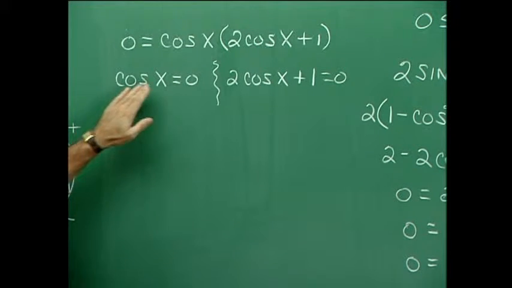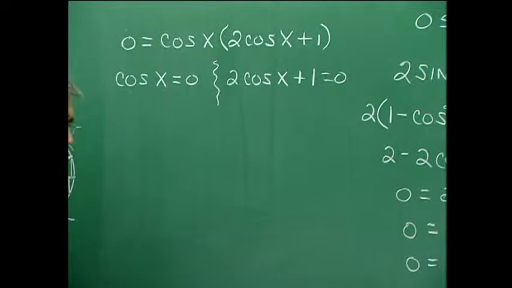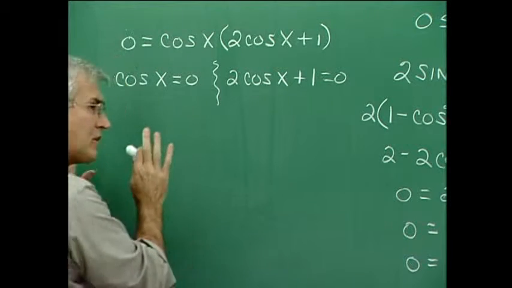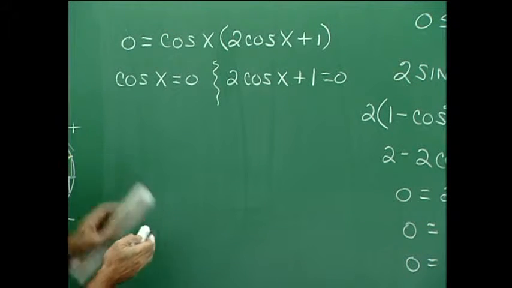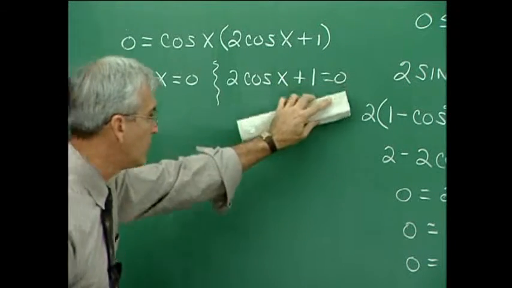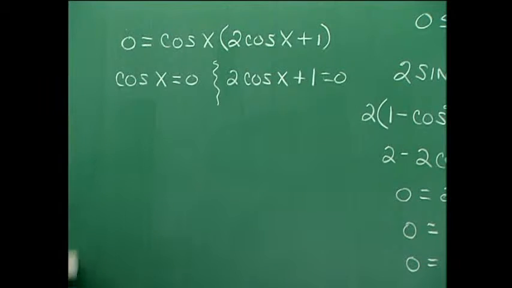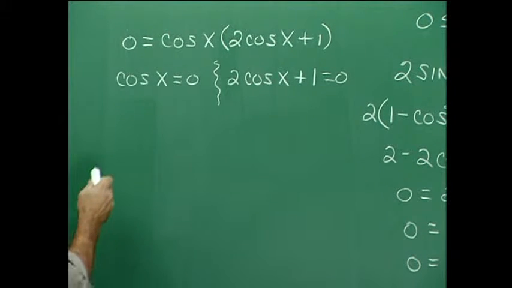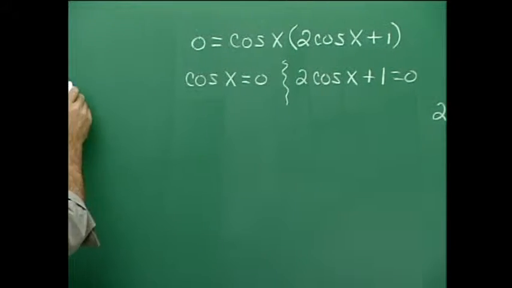All right, now, cosine x equals 0. This one is easier to evaluate thinking about the graph than thinking about a unit circle situation. We could use the unit circle situation, but it's much easier to think about the graph. Now, think about the cosine graph.